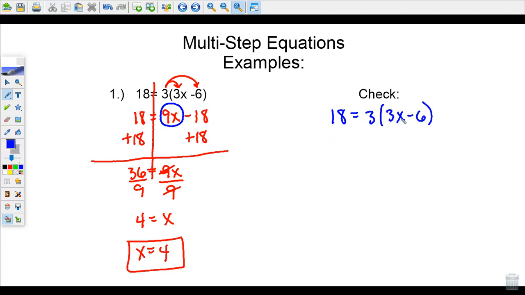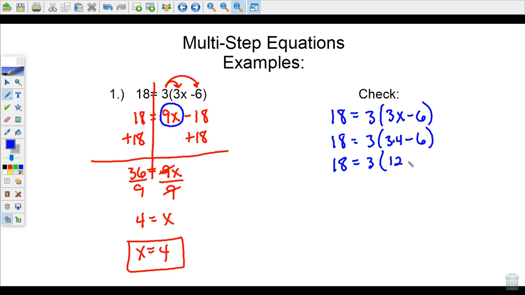Instead of 3 times x in here, I'm going to make it 3 times my solution. So right here, 3 times x, I'm going to make it 3 times 4. So that's a dot for multiplication. And now I need to evaluate. I don't have to do distributive property because I can actually evaluate what's in these parentheses. I have to multiply before I can subtract.